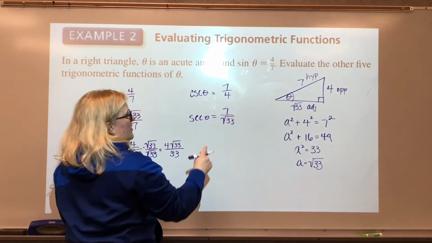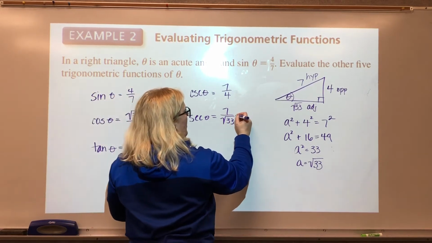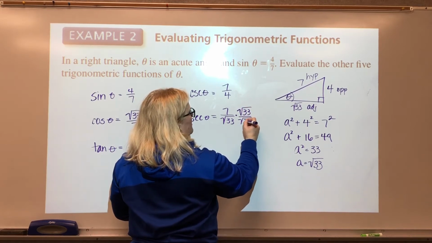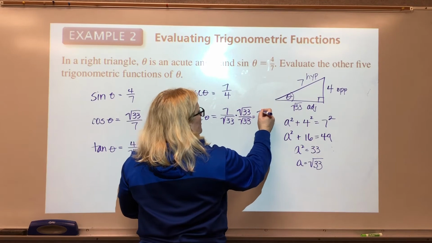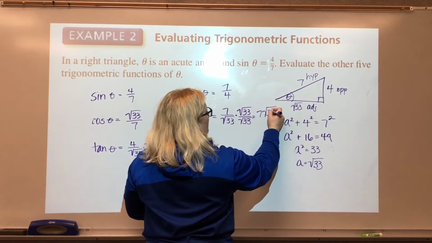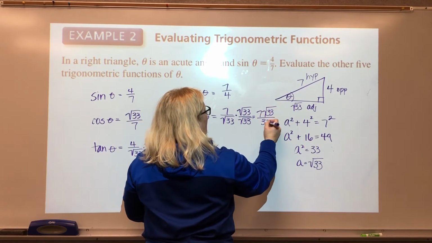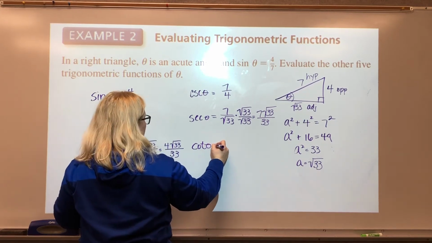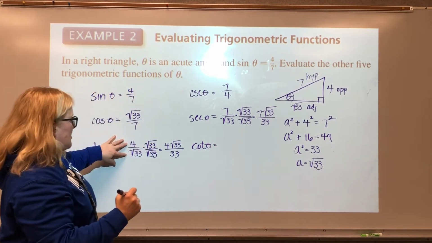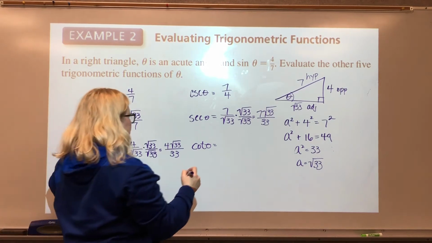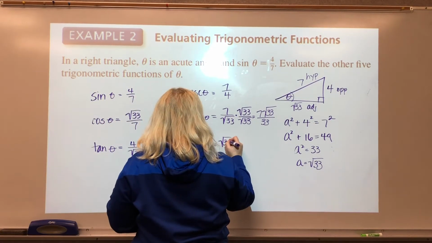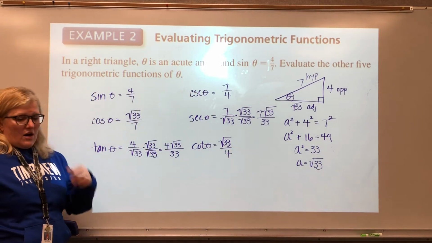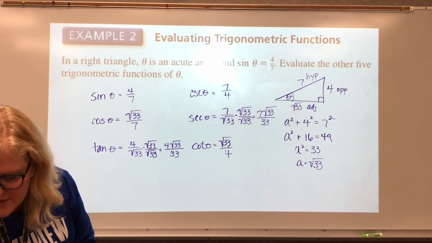And remember, we've got this radical in the denominator again, so let's get rid of that. So this gives me 7 times the square root of 33 over 33. And then finally, my cotangent of theta is the reciprocal of tangent. So I've got the square root of 33 over 4. All right, enough of those.